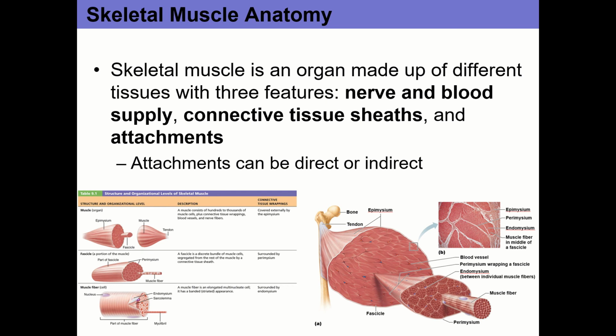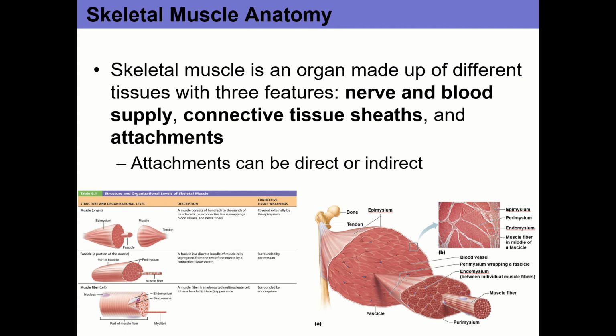So you can see there, I'll read the slide to you for a second. The skeletal muscle is an organ made up of different tissues. So that was kind of some of the stuff I told you at the beginning. The definition of a tissue: several of the same type of cell working together, and an organ then is multiple different types of tissues working together.